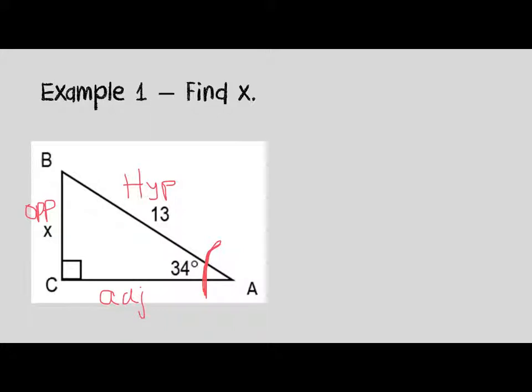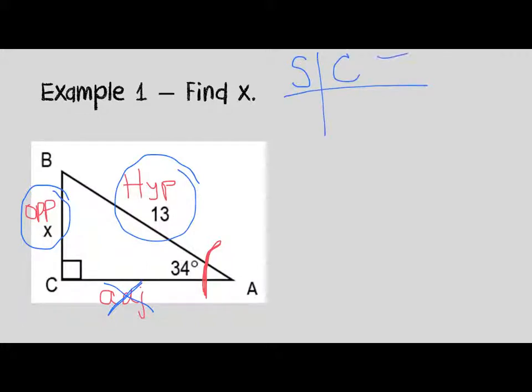Now we need to determine which trig function we're going to use. The adjacent doesn't give us any information. We're given the hypotenuse and the opposite. So we're using opposite and hypotenuse, which is sine. If you'll remember from the chart, sine is opposite over hypotenuse, cosine is adjacent over hypotenuse, and tangent is opposite over adjacent. So if you look, we're working with sine because we have the hypotenuse and the opposite.